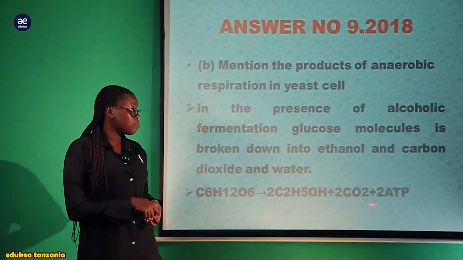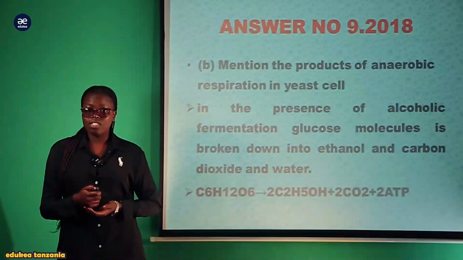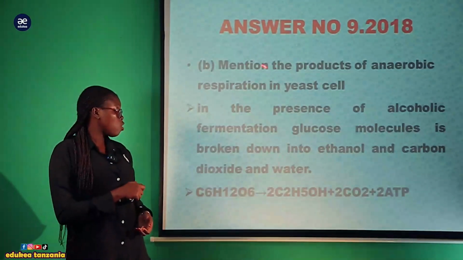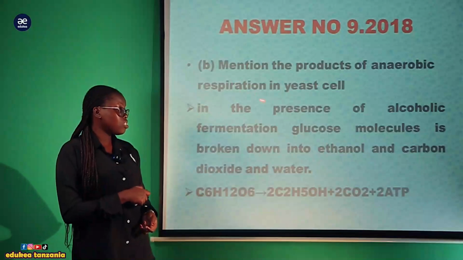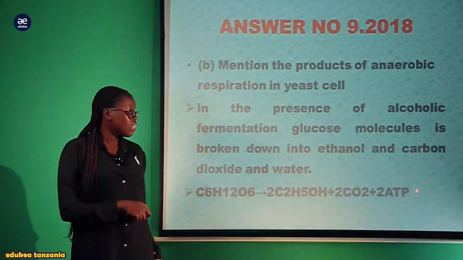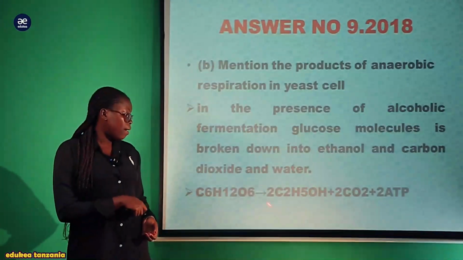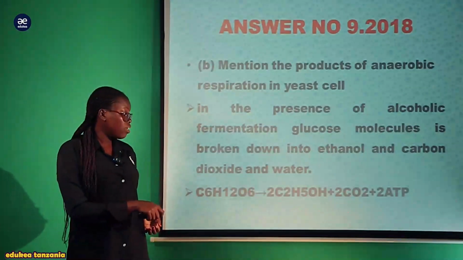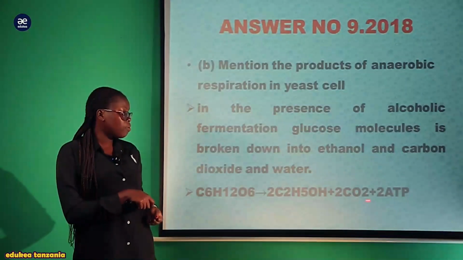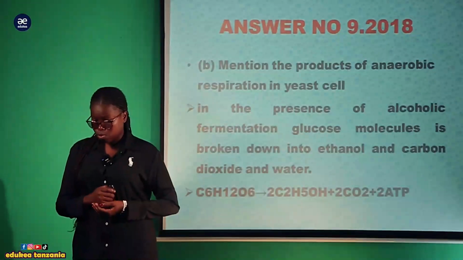We also get carbon dioxide together with ATP, which is used for different activities in the plant, either for growth and development. So the products of anaerobic respiration in yeast cells are ethanol, carbon dioxide and ATP. The major one here is ethanol. If you answer like this, we just needed to write the equation like that. After that you write ethanol, carbon dioxide and energy in the form of ATP. Up to there you have answered your question.